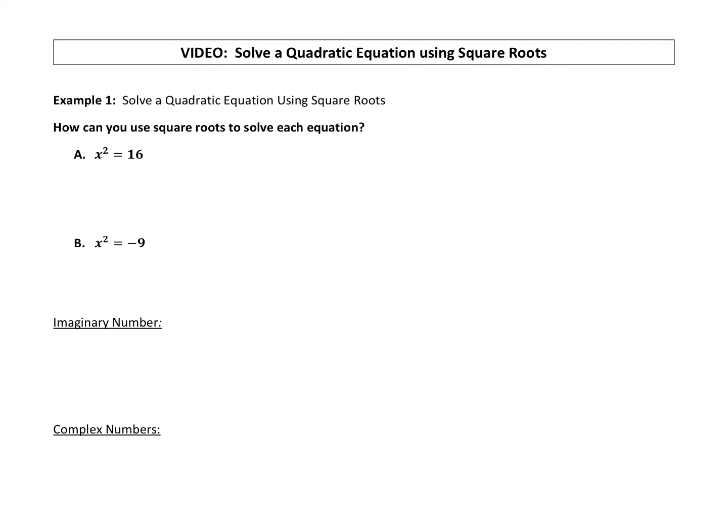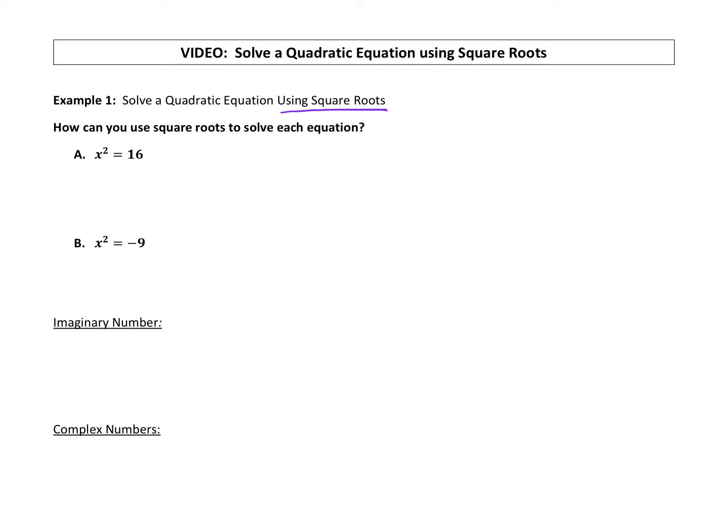All right, in this first video, we're going to solve a quadratic equation using square roots. Now, in our last lesson, we solved quadratic equations by factoring. We put it into factored form and set our factors equal to 0. So this lesson is going to have us learn another method of solving using square roots.